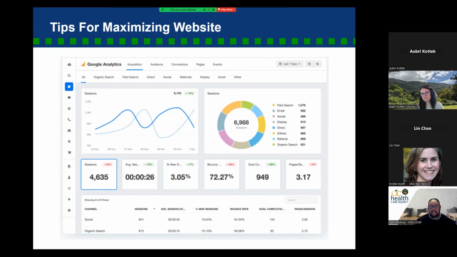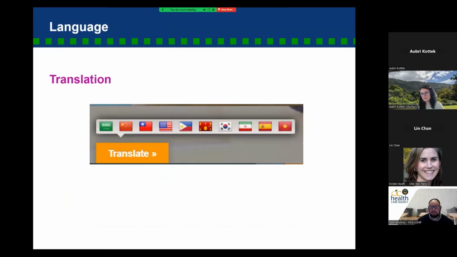So that's kind of how we look at some of those things. And so some of the things that we've realized that we need to figure out is how to translate our page. And so we have really good control over our English page, right?